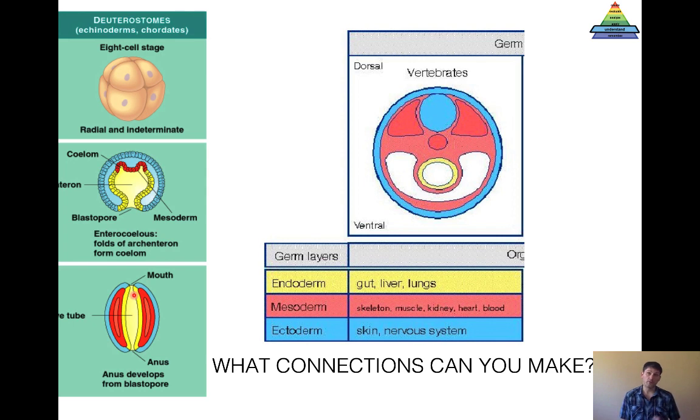Now, when we look at those layers, what we can see is that the endoderm eventually will develop into things like our gut, our liver, and our lungs. The mesoderm will become tissues or structures, I should say, organs and structures like the skeleton, our muscles, our heart, and our blood, while our ectoderm cells become our skin and our nervous system, so more superficial things, right? Where our endoderm tends to be more deep things in our bodies.